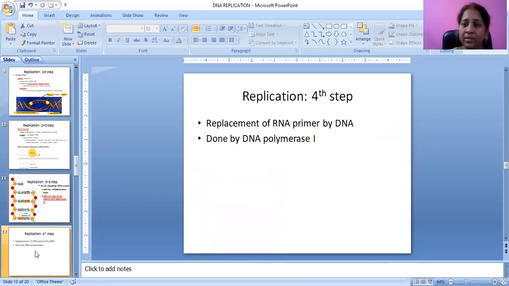Replication. Fourth step: replacement of RNA primer by DNA. Sometimes a mismatch or some wrong pairing will be there. That will be corrected by DNA polymerase 1.